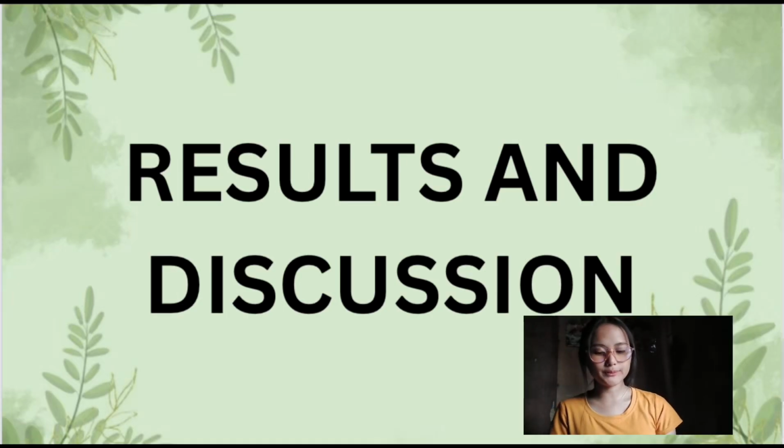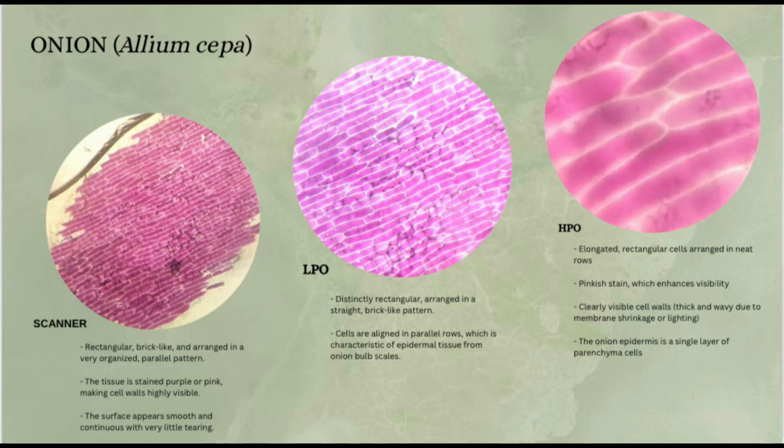My name is Pia Santo Domingo, and now we'll come to the results and discussion. So, the first slide is the onion. The scientific name is Allium cepa. In the scanner, we observe that it has rectangular, brick-like cells arranged in a very organized, parallel pattern. The tissue is stained purple or pink, making cell walls highly visible. The surface appears smooth and continuous with very little tearing.